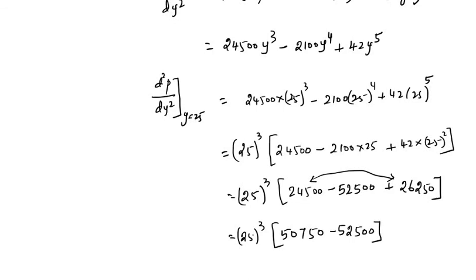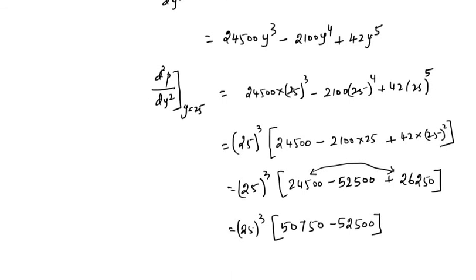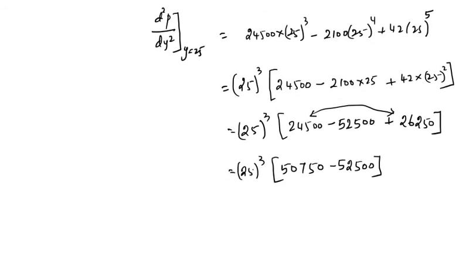Now 50,750 minus 52,500. Whether it is positive or negative, this is what? Smaller number. This is greater number. Therefore, if I subtract this one, this is what? Negative. 25 cube is what? Already positive. Therefore, if I multiply this, I will be getting what? A negative value. No need to find the value. Or even if I find the value, nothing wrong with that. Therefore, this is negative.